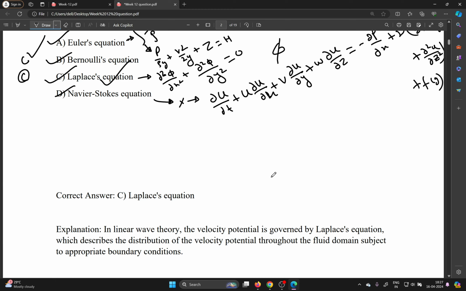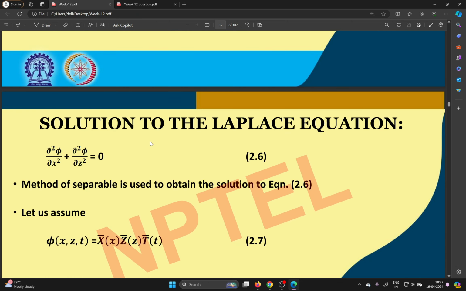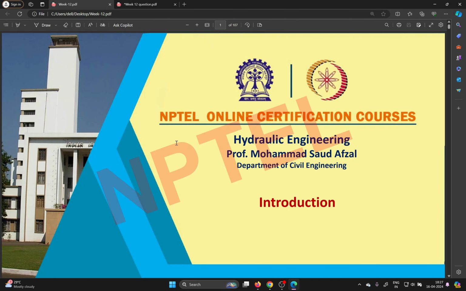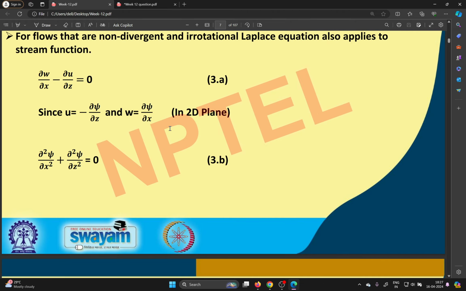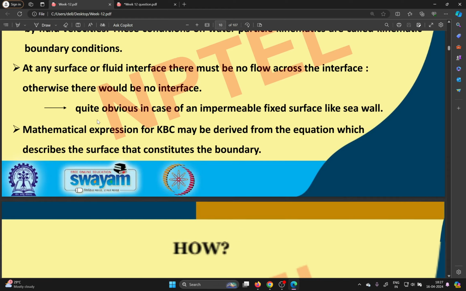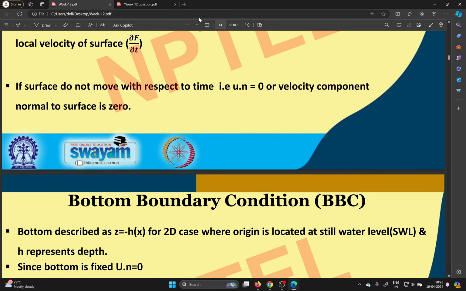Now moving ahead to another question. The explanation is: in linear wave theory, the velocity potential is governed by the Laplace equation, which describes the distribution of velocity potential throughout the fluid domain, subject to the appropriate boundary conditions. If you want to see this in the lecture, I think sir has also described velocity potential there. If you want to see the solution to the Laplace equation, this is week 12, where you will see linear wave theory and more. Sir has discussed lots of wave equations in terms of solving the Laplace equation in linear wave theories. Please try to understand with this material also.